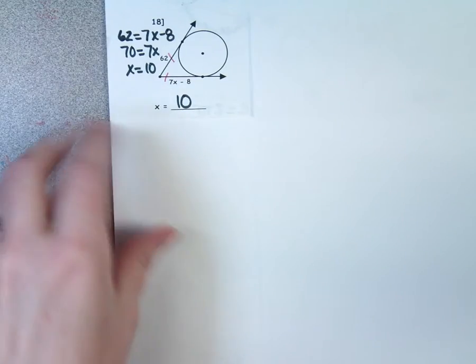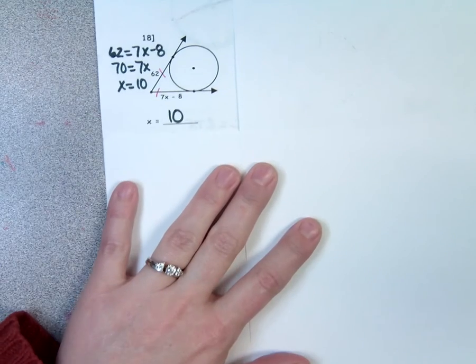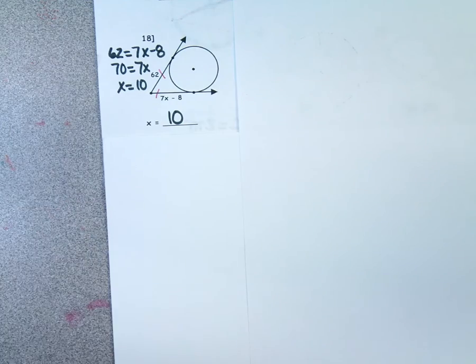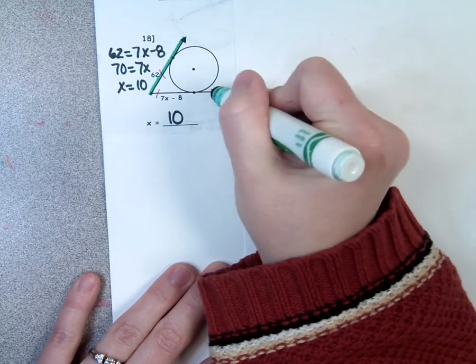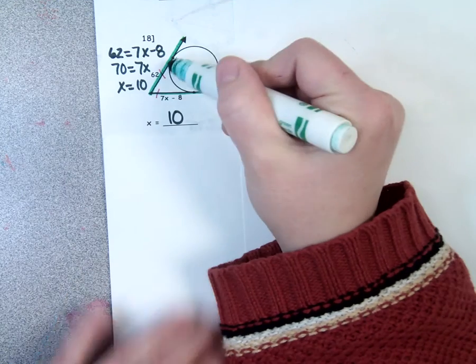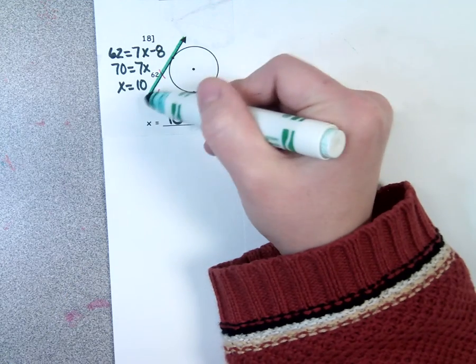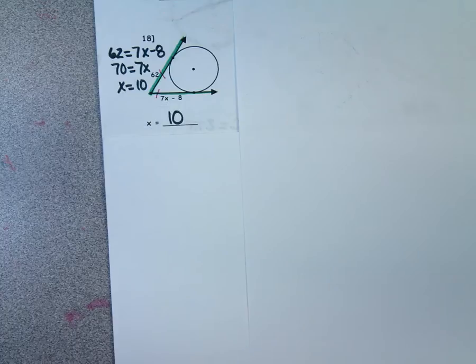Okay, let's go back to the ones that I think are a little bit easier that I can just show you the answers. Okay, let's start with 18. This one is super easy. So this is about two tangents. If you have two tangents that come together at some exterior point, then these two segments are congruent. So I just set 62 equal to 7x minus 8, solve it, and that's my answer.